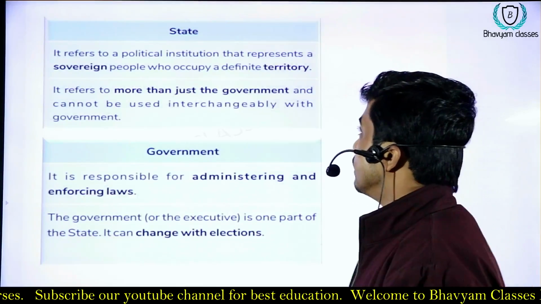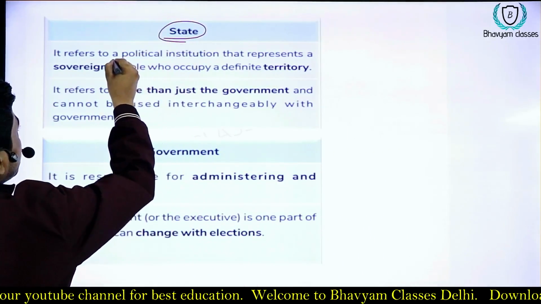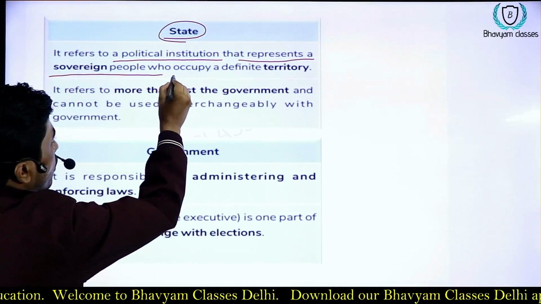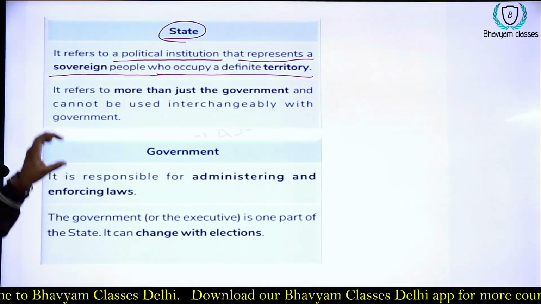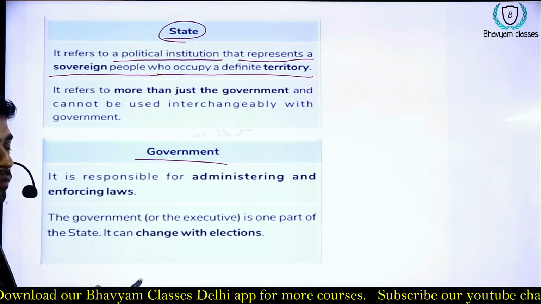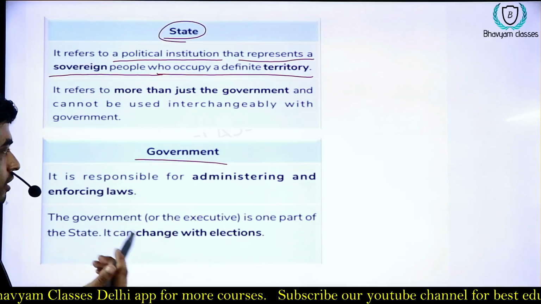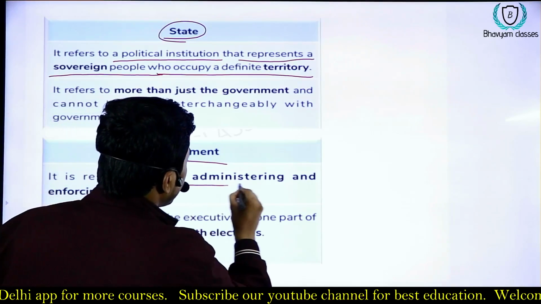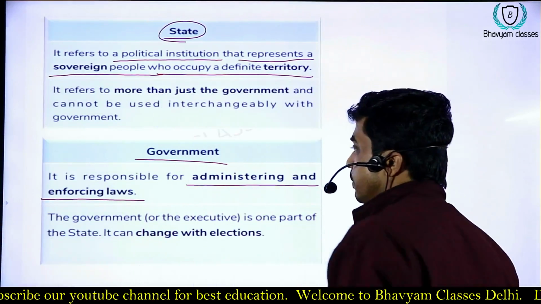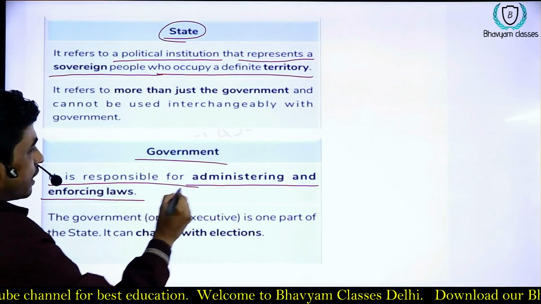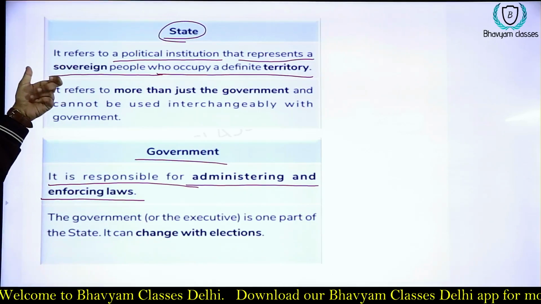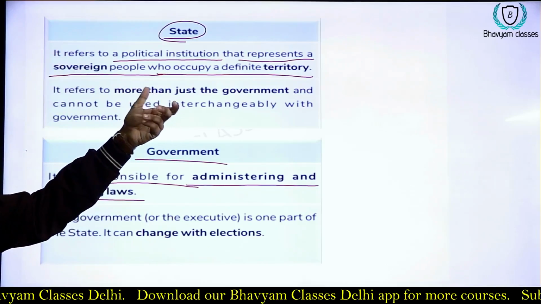State is a political institution that represents a sovereign people who occupy a definite territory. That's how state is different from government. Government is the executive part of a state in other terms, but precisely, the administration and enforcing of law is the main task of a government. So government is responsible for administering and enforcing laws, while state is a political institution. It has the ideas of sovereignty and definite territory.